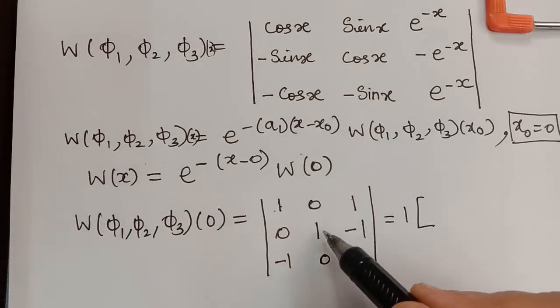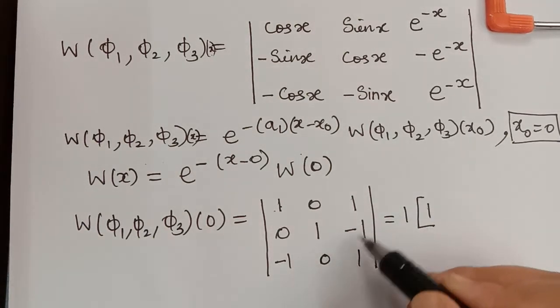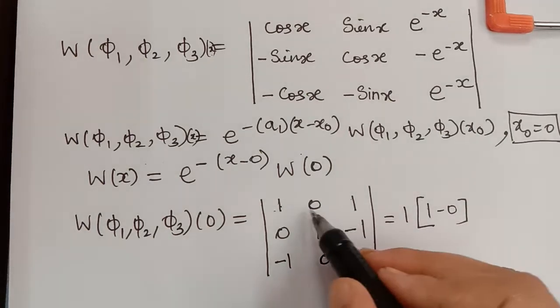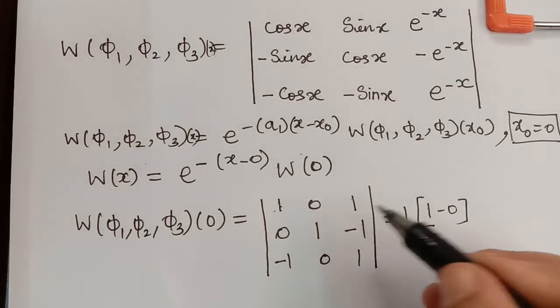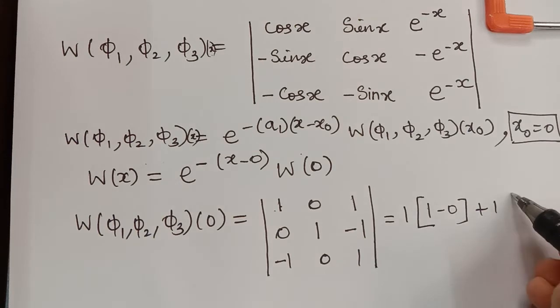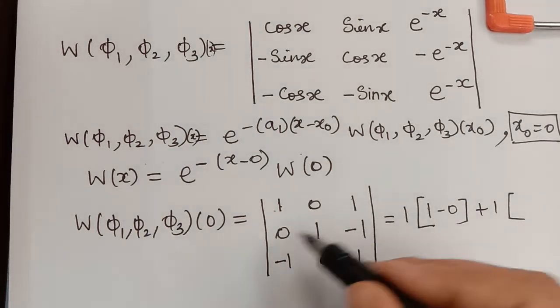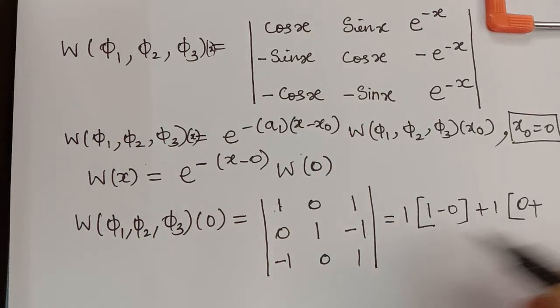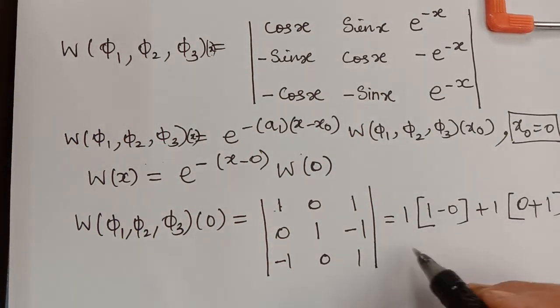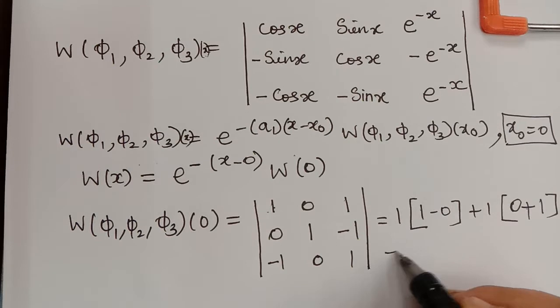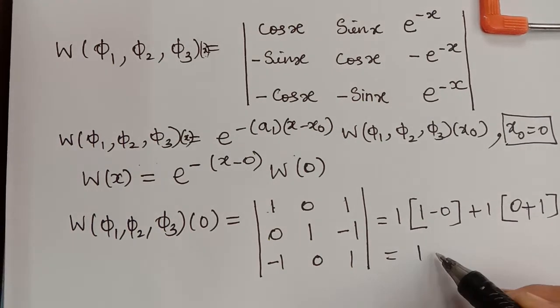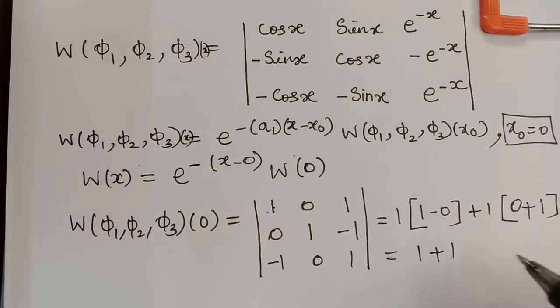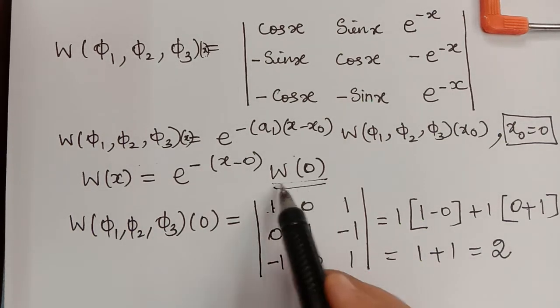So 1 multiplied with 1 is 1, minus 0. And then for this, anyway this is 0, so that term will go away. So 1 multiplied with, we should block this and this, so 0 into 0 is 0, minus into minus will become plus, 1 times 1 is 1. And so this value will be equal to 1 multiplied with 1 is 1, plus again 1 multiplied with 1 is 1, so this value is equal to 0. So the Wronskian of 0 is equal to 2.